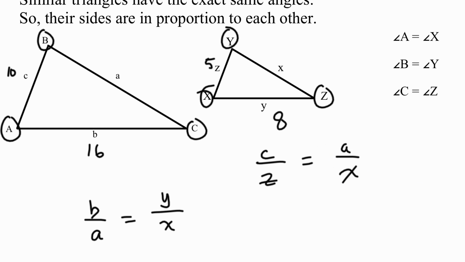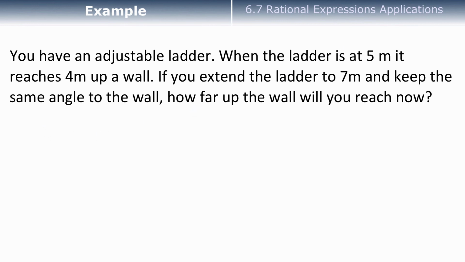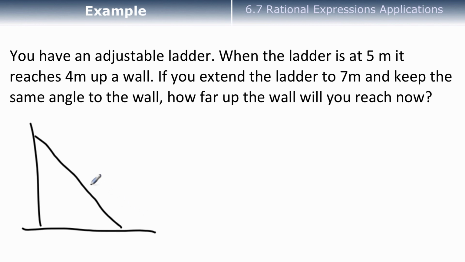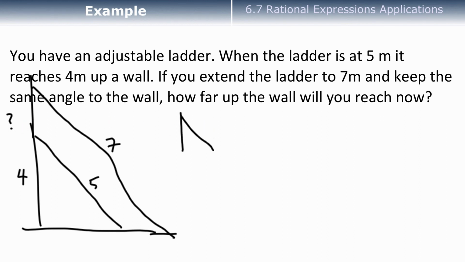Here's just a simple example of one, a ladder. So you've got a ladder and you've got a wall. Okay? And it says when the ladder's at 5 meters, it reaches up the wall 4 meters. And then they say if I extend the ladder to 7 meters, keeping the same angle, then the question is how far up the wall does it go? So I've got two triangles. Let me draw both of them. I've got this one where the ladder's 5, it goes up 4, and then I've got another one where the ladder's 7, and I want to know how far it goes up the wall.